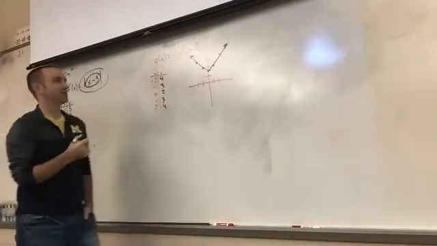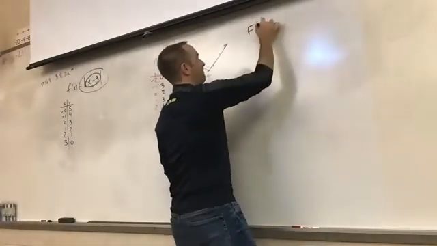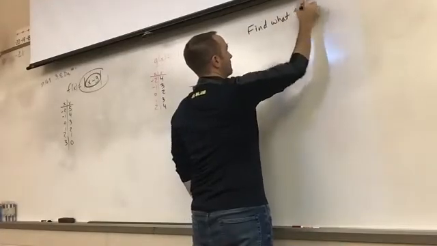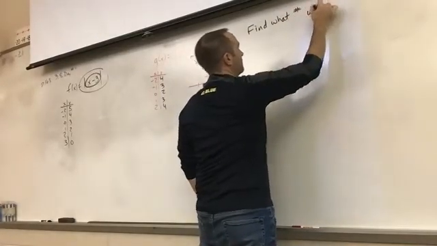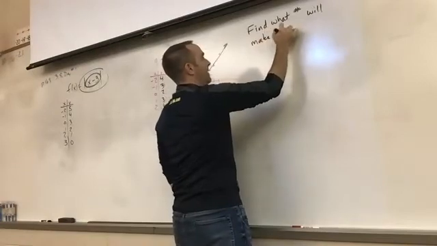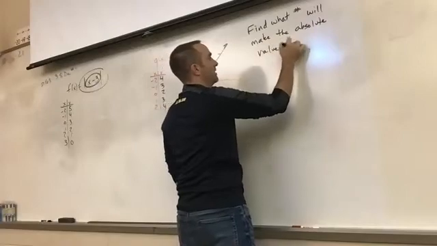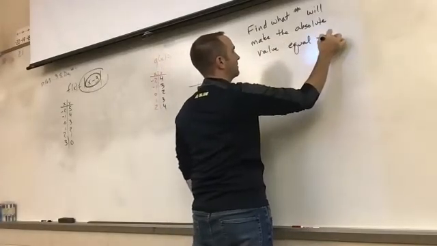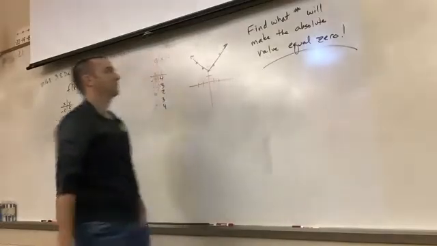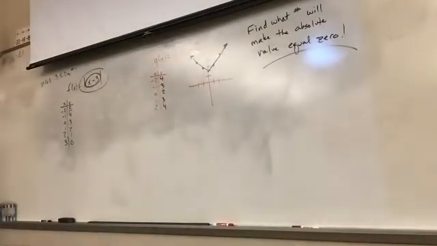All right, so let me write this down. We want to find what number will make the absolute value equal 0. That is the most important part of today. That is the big takeaway, and that's our first step. You need to find what number is going to make the absolute value equal 0, because that's going to give us the middle number that we want to plug in.